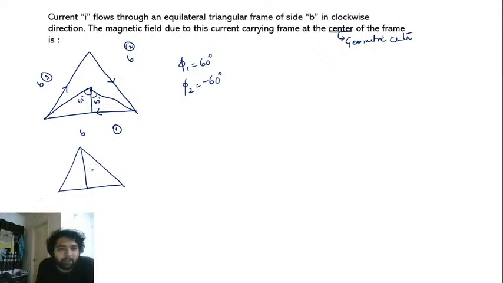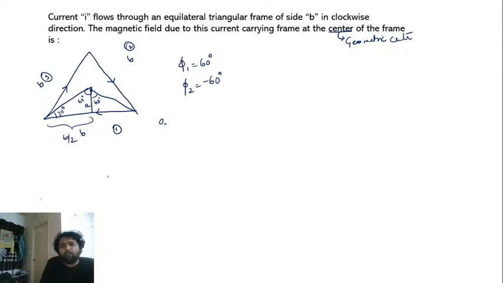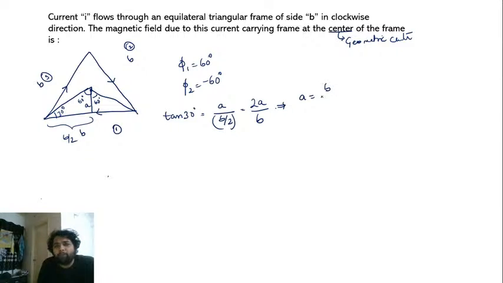If you drop a perpendicular, this angle is 60 degrees, so this other angle will be 30 degrees. Let's forget about this. You can take this height to be a. So we can say this length is b by 2. We can also say a will be b by 2 into tan 30. Understood? In this particular small triangle, tan 30 degrees will be equal to a by (b by 2), which is 2a by b. Substituting this, we will get a equal to b by 2√3.